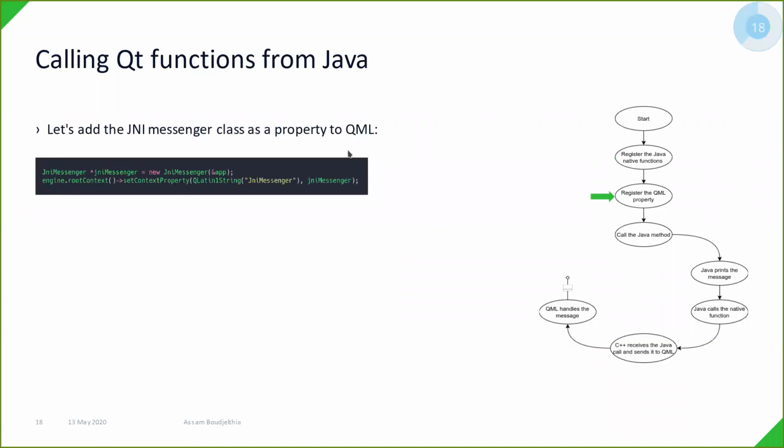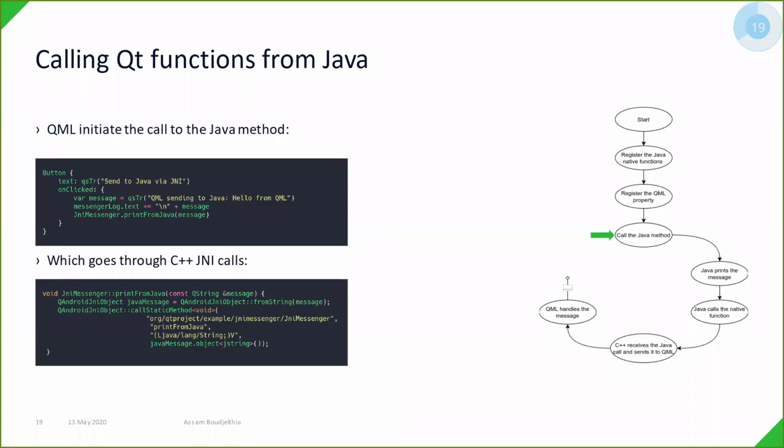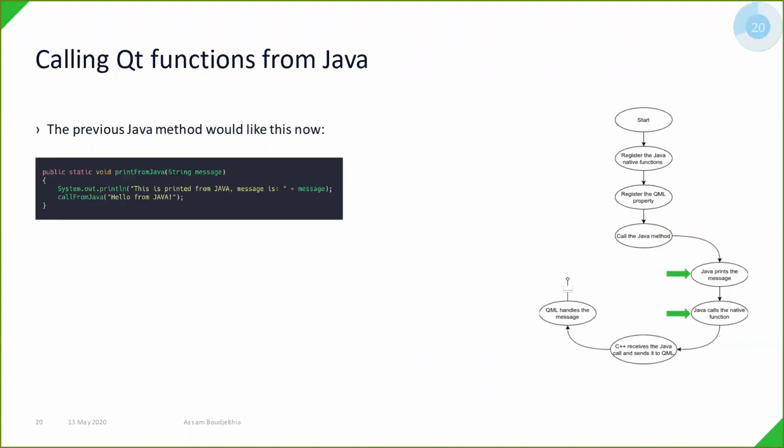Then the same approach to register the C++ property to QML. We use that context property. Then in QML, we will call the print from Java. So this call will go to C++, and then it will trigger the Java call. So this basically will include, we will create first a Java string using our helper functions that are part of Qt Android Extras. Then we will call the method print from Java in here, same as before.